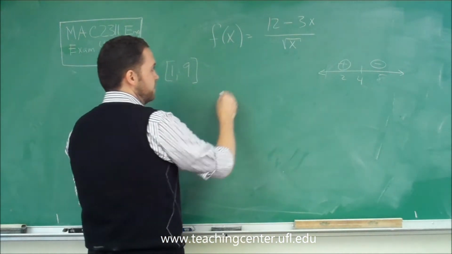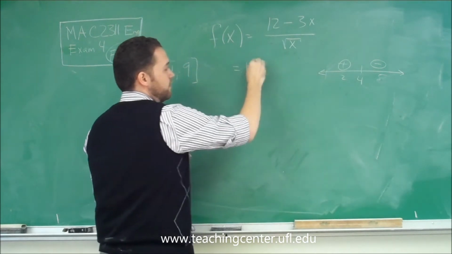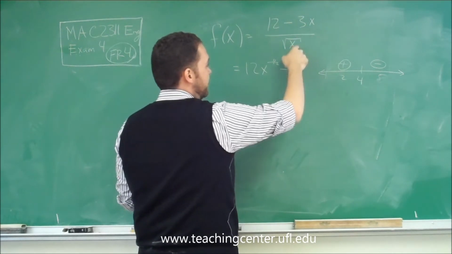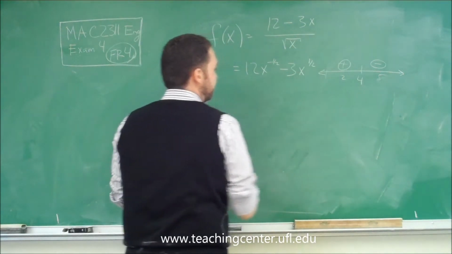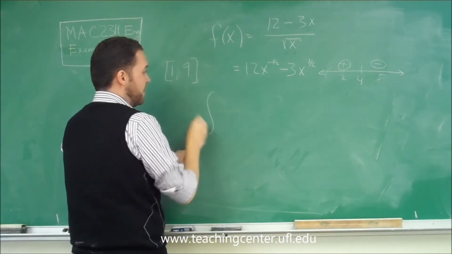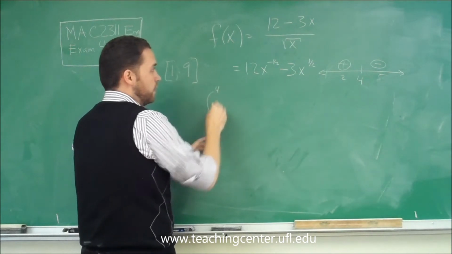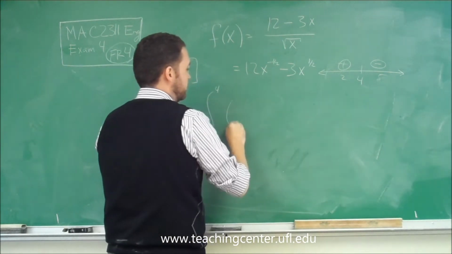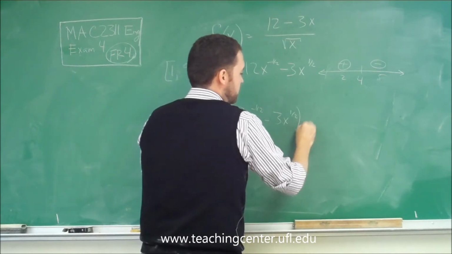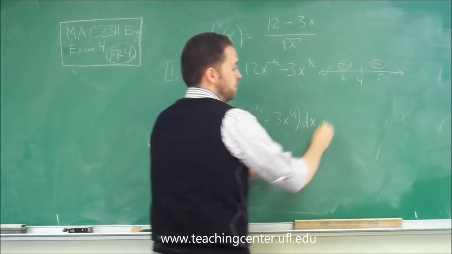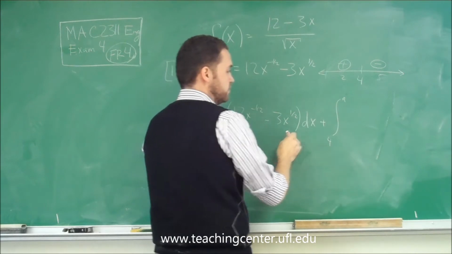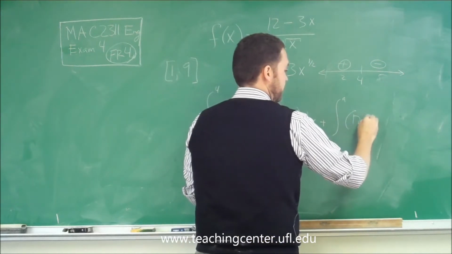So first off, we can simplify this function. You can see it's going to be 12x to the negative 1/2 minus 3, and then you cancel this out and that gives you x to the positive 1/2. So the area is going to be the integral not from 1 to 9, but from 1 to 4 of this function, plus the integral from 4 to 9 of the same function. So let's write all that out.